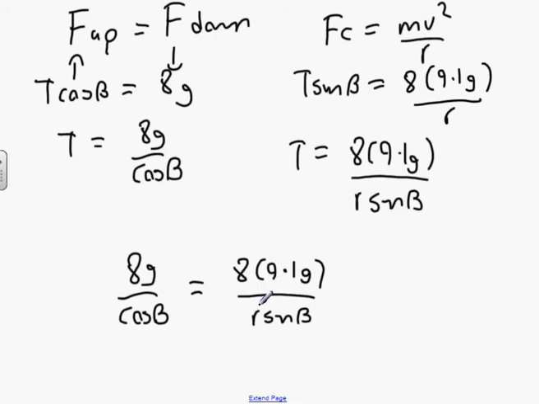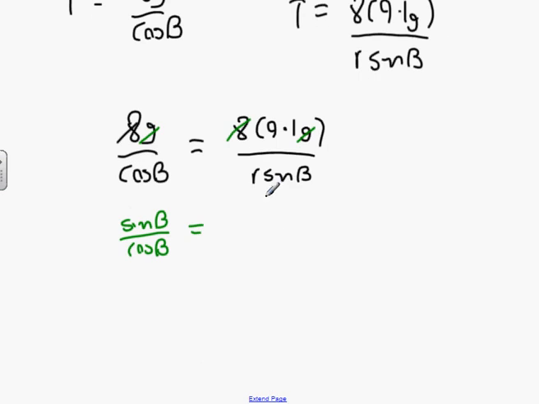Now what we're having a problem with is the 8's will cancel, the g will cancel, and now we're going to get sine B over cos B equals 9.1 over r. Now, we have two variables in that equation, don't we? One equation, two variables. Beta, or B, is a variable, and r is a variable, correct?